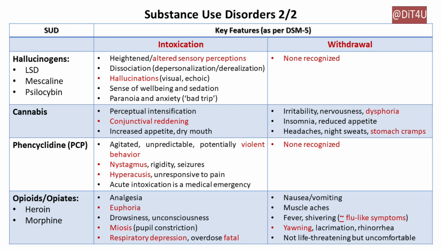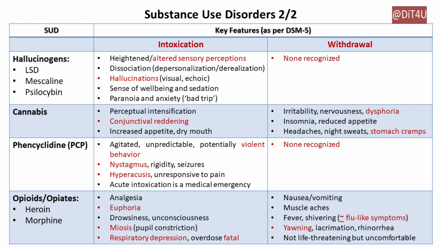Hallucinogens are three: LSD, mescaline, and psilocybin, also known as magic mushrooms. Intoxication features are heightened or altered sensory perceptions. So red color may appear redder, for example. And dissociative features are seen, such as depersonalization or derealization features. Hallucinations, visual or echoic, like hearing echoes, which are not there.